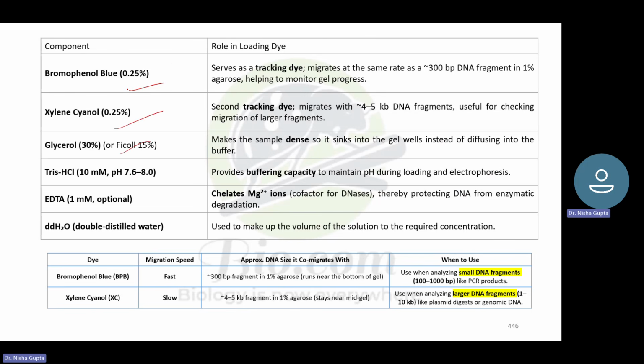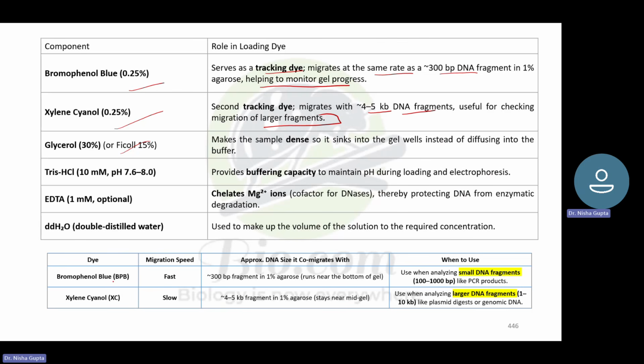Bromophenol blue, 0.25% we use, acts as a tracking dye. It migrates at the same rate as DNA fragments in 1% agarose and helps to monitor gel progress. Without a color, we will not be able to locate to what extent the gel has run. Xylene cyanol is also a tracking dye, which migrates with 4 to 5 kb DNA fragments, useful for checking migration of larger fragments.